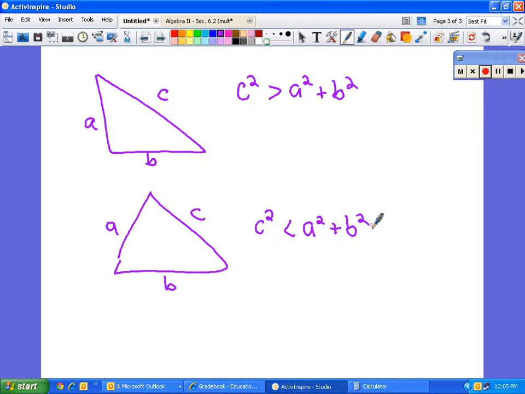Again, if a squared plus b squared equals c squared, we know I have a right triangle. But if a squared plus b squared is less than c squared, that means that your triangle is obtuse. In other words, this angle is going to be greater than 90 degrees. On the other hand, if a squared plus b squared is greater than c squared, or in other words, if c squared is less, then you have an acute triangle.